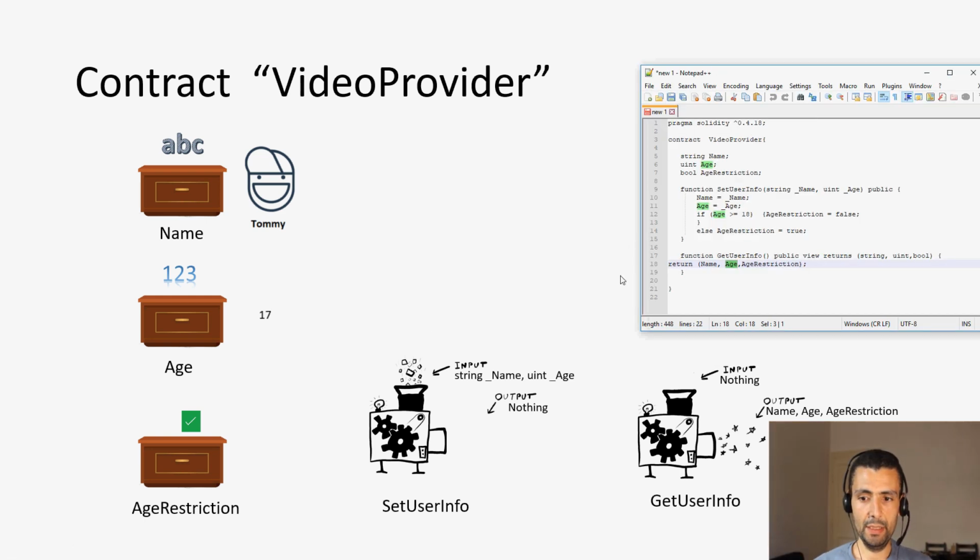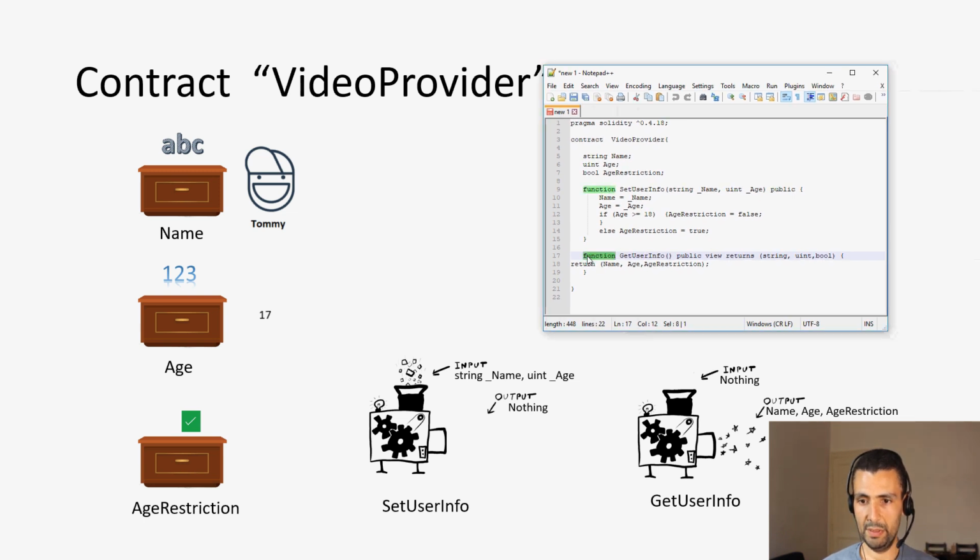So one last thing we need to talk about here is the getUserInfo function. This function has the sole purpose of displaying the user information for us. So in other words, it will display the name, age, and age restriction values that we stored in our input function. So it is written like this. We see here function getUserInfo. Public view, as spoken, forget about it for now.